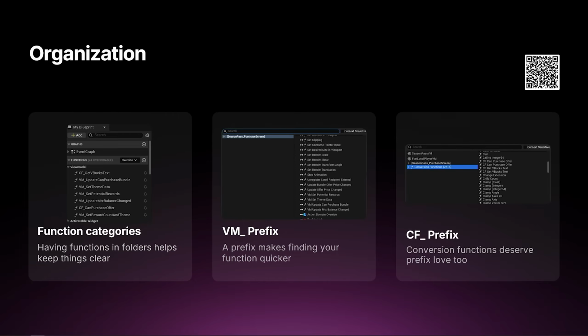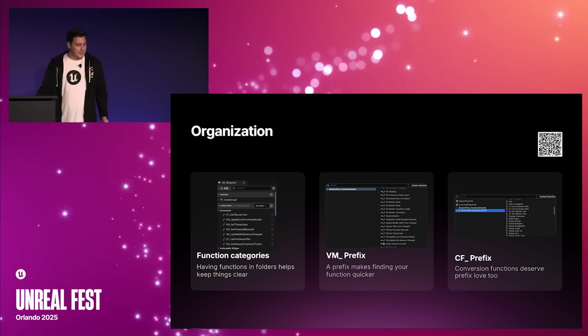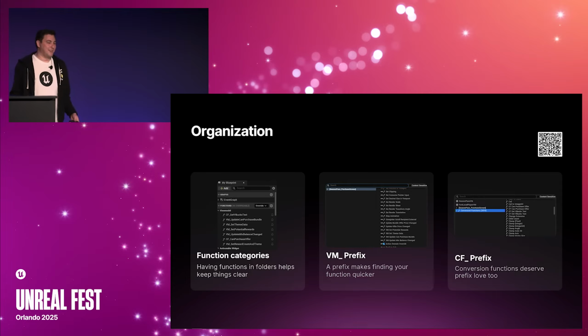You can also scan the QR code on the top right of this slide for the official documentation around this. When it comes to naming conventions, we like to use VM_ for custom functions that we bind to, and CF_ for custom conversion functions. Not only is it good practice to use naming conventions like this, but it'll also make your life easier when you're finding the functions in the long lists when setting up your bindings.